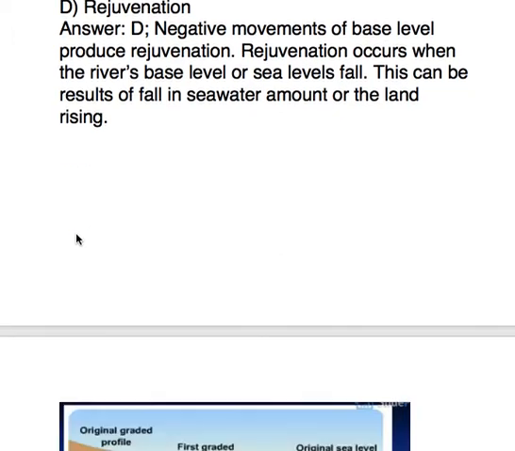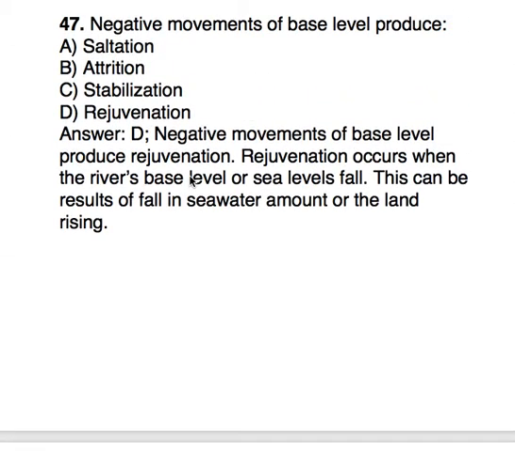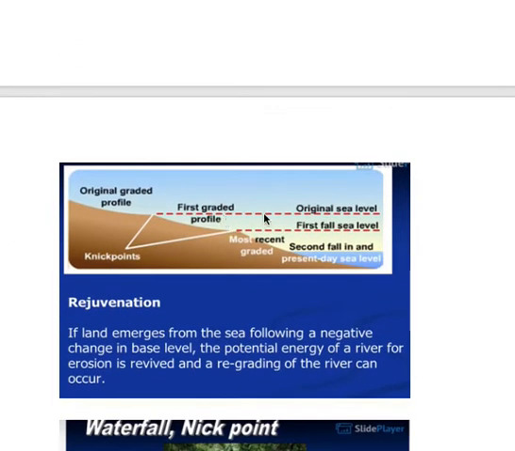We can understand this from this diagram. Suppose this red dashed line was the original sea level, and after some period of time the ocean fell to this red dashed line, and so this land comes under the effect of base level change, that is, negative movement of base level, meaning the sea level has decreased. The river will start to erode this part, and this is called a knickpoint, meaning there is an abrupt slope.